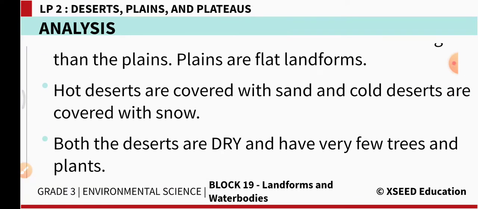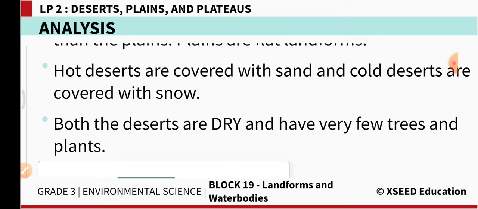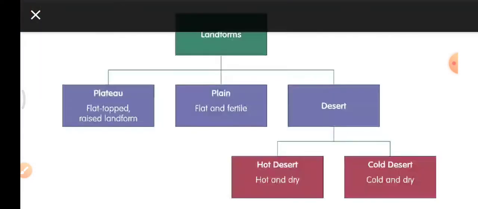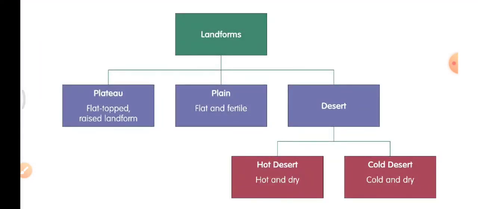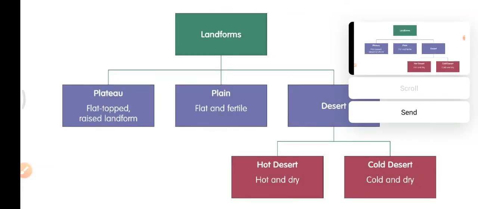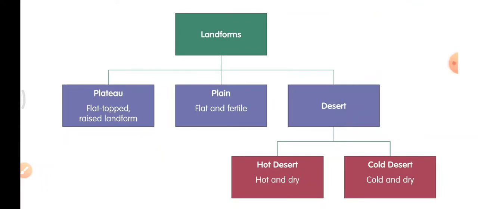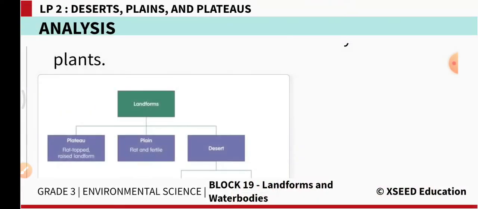Two types of deserts are there, hot and cold. Both the deserts are dry and have very few trees and plants. What is same between a hot desert and a cold desert? Both are dry and have less plants. Now look at this flow chart. Landforms. We have plateau, plain and desert. Plateaus are flat topped, plains are flat and fertile. In deserts, we have two deserts, hot desert and cold desert. Hot and dry is the hot desert, cold and dry is the cold desert. Right? So draw this in your classwork.